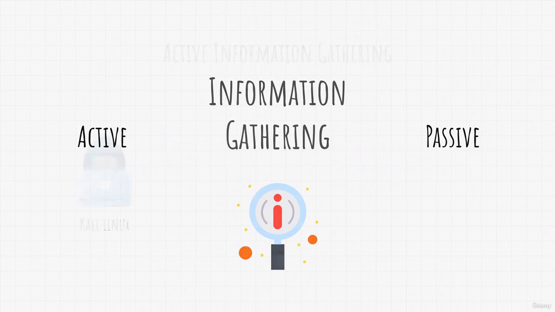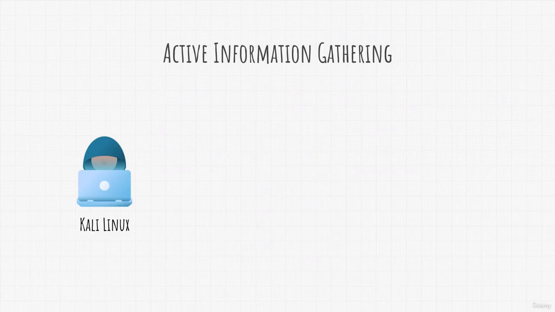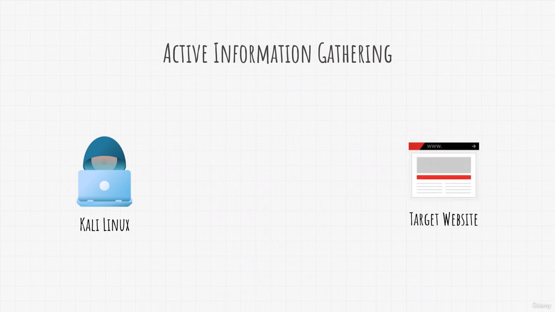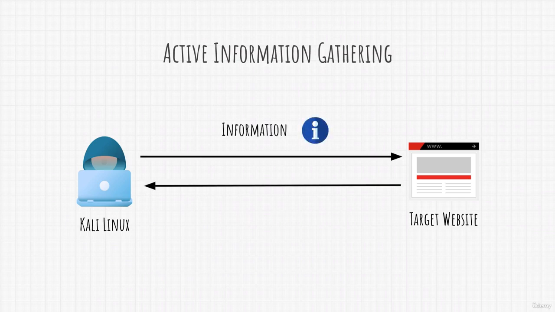So let's start with active information gathering. In active information gathering, we use our Kali Linux machine and we try to get as much data or as much information about our target while interacting with them. It could be a target website that we need to test, so we need to find as many things about it as we can. Or it could also be a network that we're testing, or perhaps an entire company. The main point is that with active information gathering, we directly get that data from the target.